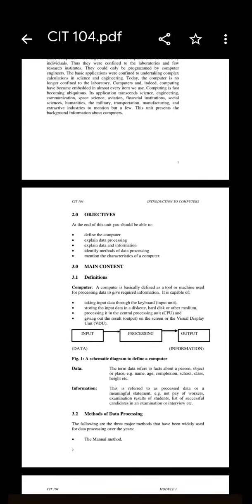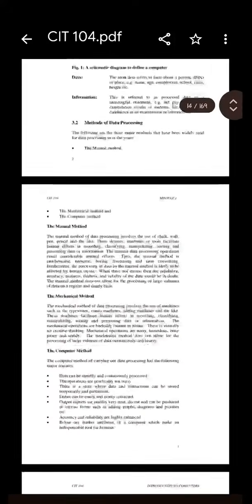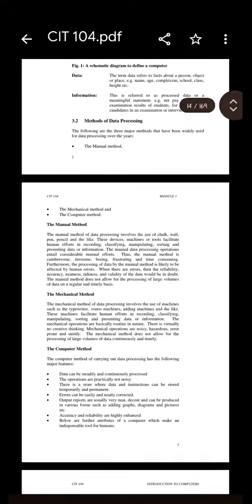But let's go to the course material. If you don't know what the course material is, most of them are taking our first semester exams, so you know what it means. Now it says the manual method of data processing involves the use of chalk, wall, pen, pencil, and the like.